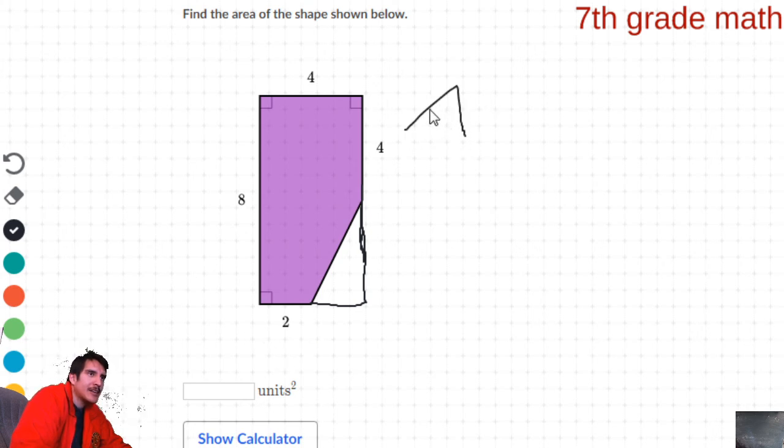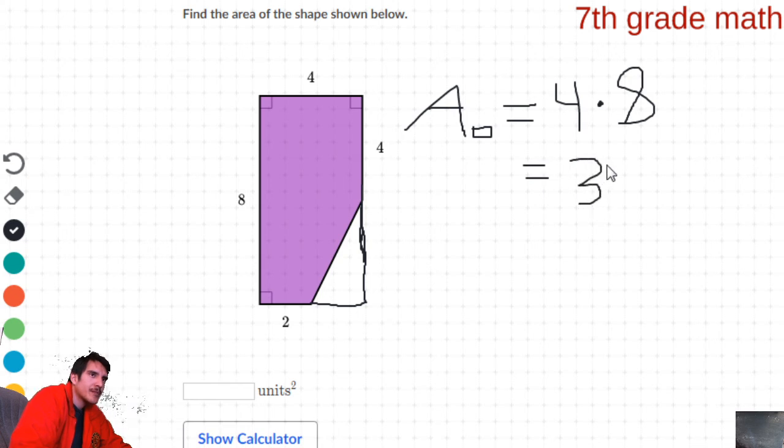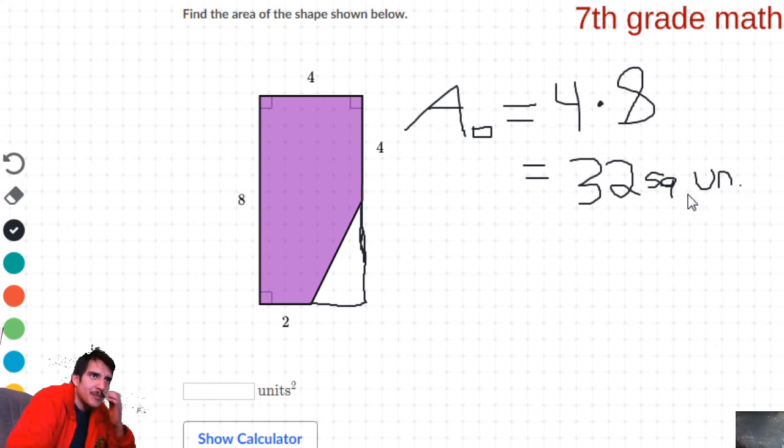Area of the rectangle. Area of the rectangle is equal to length times width. So length times width is 4 times 8. So let's do 4 times 8. Perfect. Which equals 32. Okay, 32 square units. It's so hard to write like this, but I'm doing it.